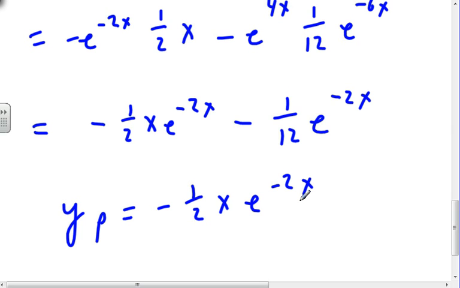48. No, the author put in the minus 1/12. All right. So the author kept it that way.